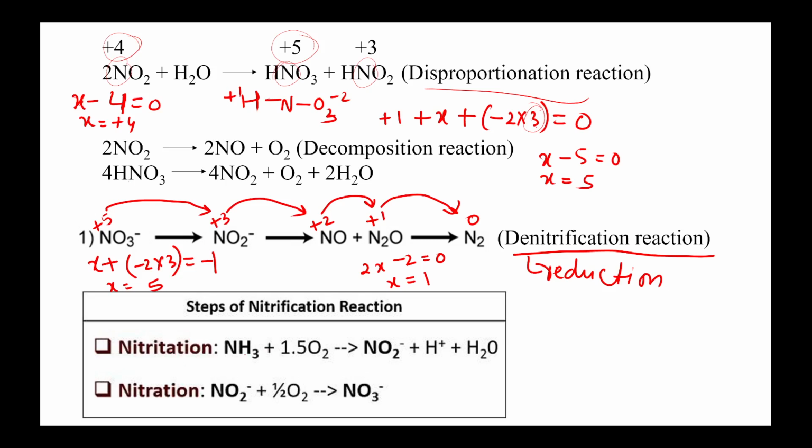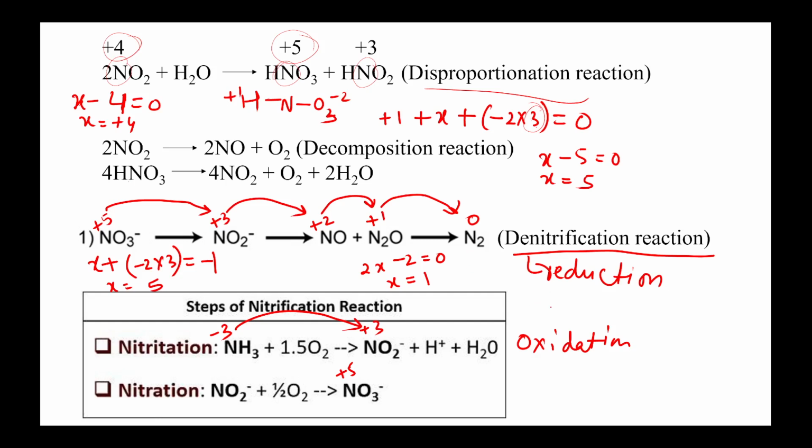How is oxidation happening? In ammonia, you can see the oxidation state of nitrogen is -3, and it is getting converted into nitrite, that is +3, and nitrite is getting converted into nitrate, that is +5. So from -3, it is increasing to +3 and +5. That means it is getting oxidized. So this is an oxidation process. Nitrification is an oxidative process, whereas denitrification is a reductive process.